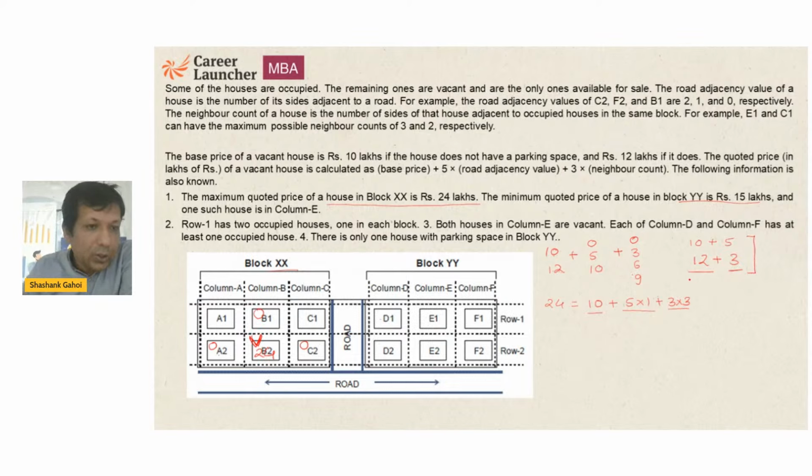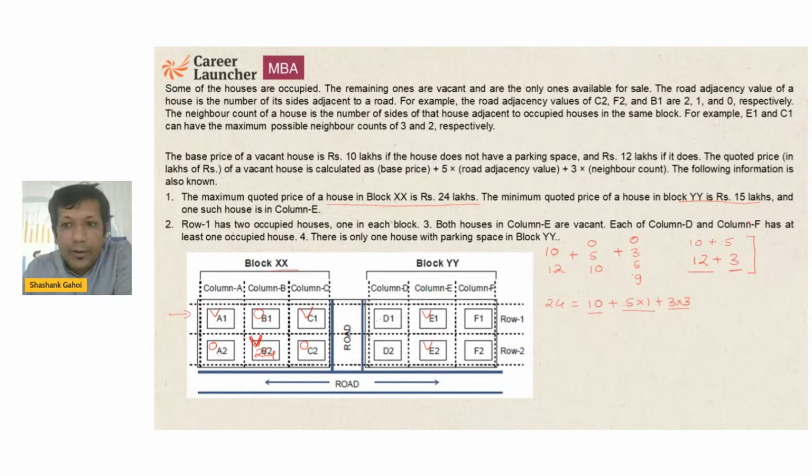Okay. Row 1 has 2 occupied houses, one in each block. So this is my row 1, and row 1 has two occupied houses, one in each block. I got one house in block XX. It means this house must be vacant as well as this house must be vacant. And out of the 3, only one house must be occupied and the remaining 2 must be vacant. Which 2? I don't know. Now, both houses in column E are vacant. So this is vacant as well as this is vacant.